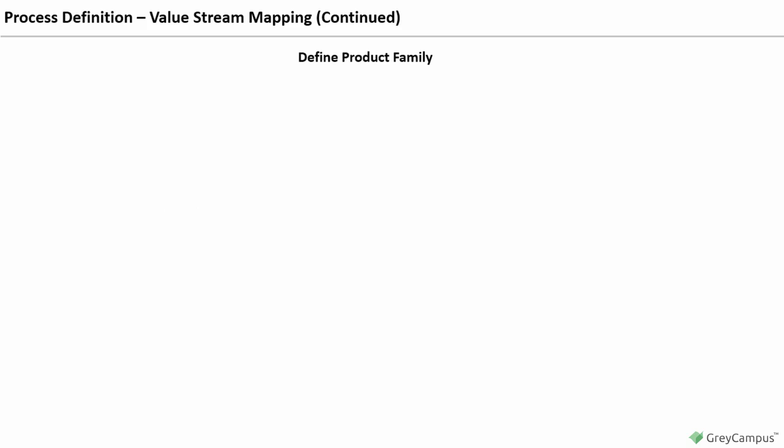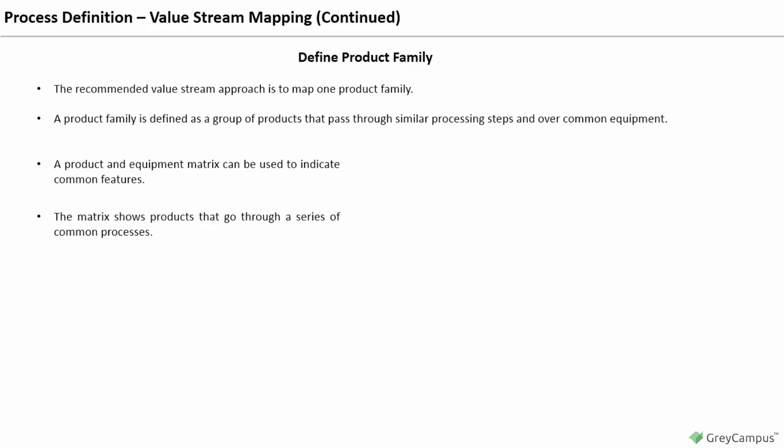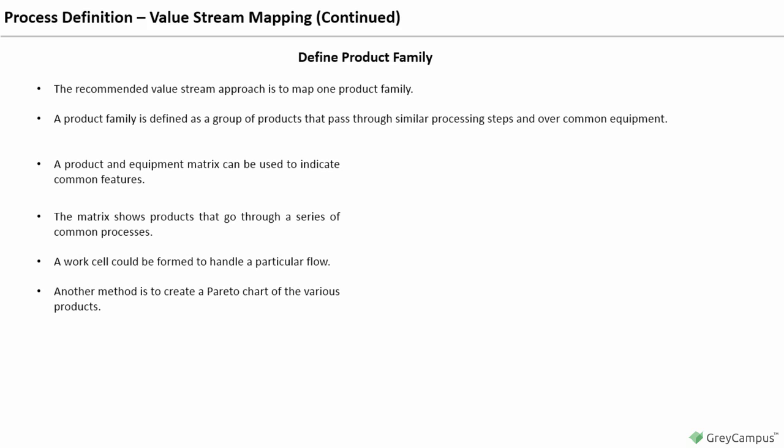Define product family. The recommended value stream approach is to map one product family. A product family is defined as a group of products that pass through similar processing steps and over common equipment. A product and equipment matrix can be used to indicate common features. See the table for an example of the matrix. The matrix shows products that go through a series of common processes. A work cell could be formed to handle a particular flow. Another method is to create a Pareto chart of the various products. The product with the highest volume should be used for the model line.